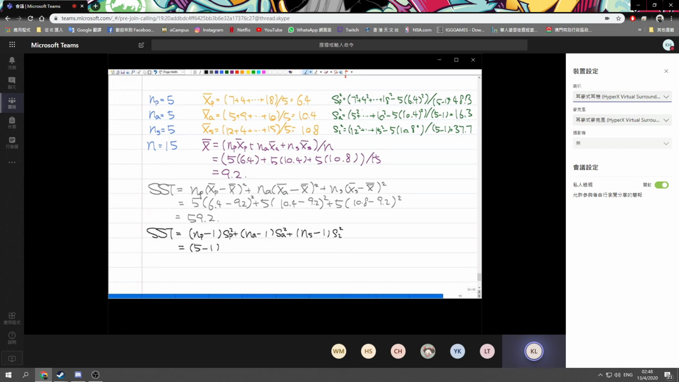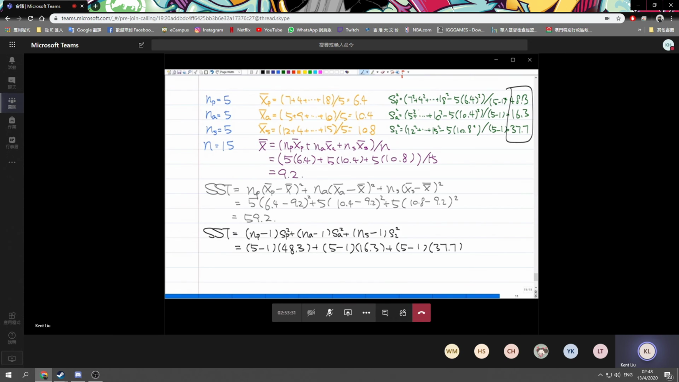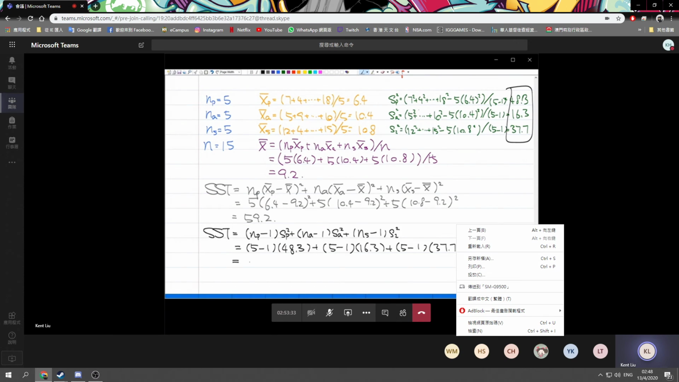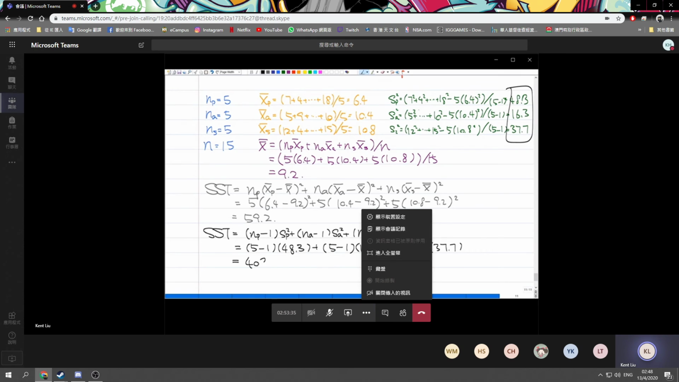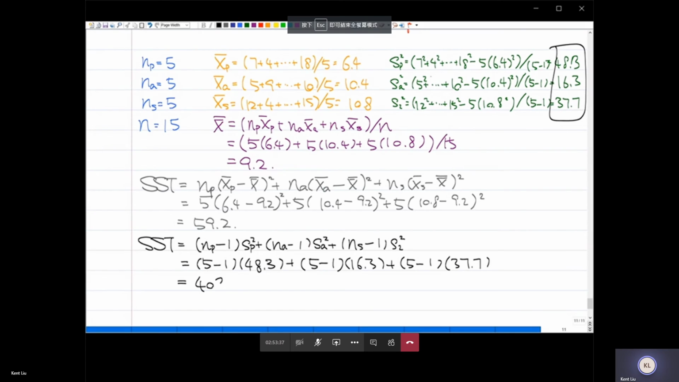Finally, SSE. This is n minus 1. So when you make use of this data, 6.3, 16.3 plus... all right, and then the SSE is 409.2. Not yet, okay, we are not at the F statistic yet.